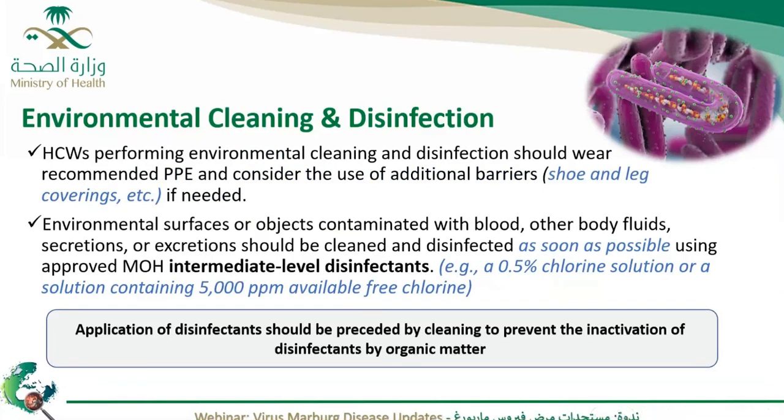And also, we should know that environmental surfaces or any object that is already contaminated with blood or body fluid of suspected or confirmed cases should be disinfected immediately, as soon as possible. And they should use the Ministry of Health approved disinfectant, which should be an intermediate level disinfectant. We have here some examples like 0.5% chlorine solution, or a solution that contains 5,000 ppm available free chlorine.